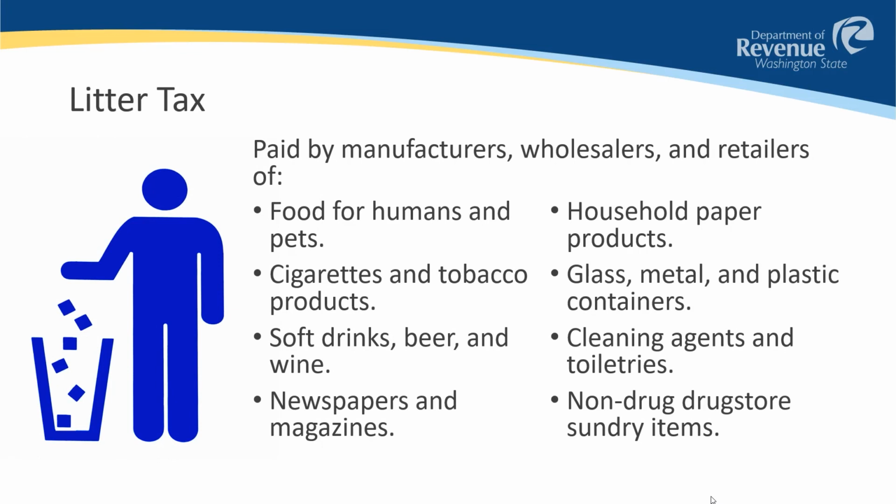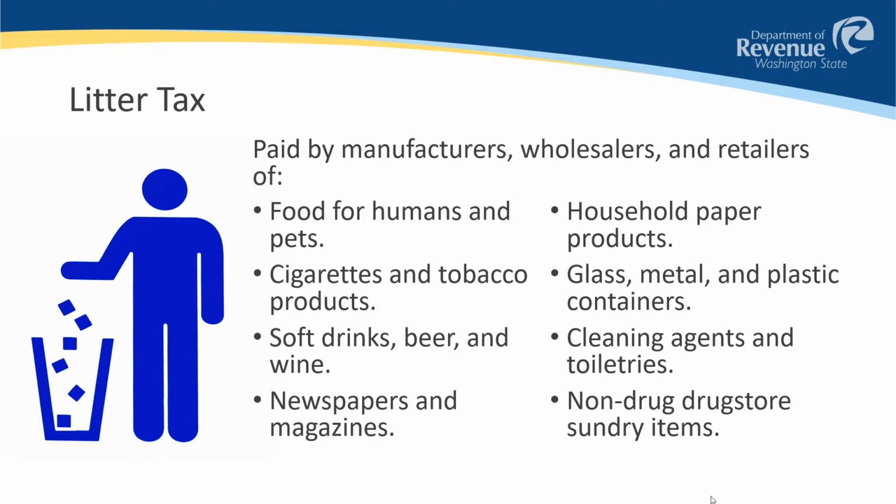Litter tax is imposed on those industries whose products are reasonably related to the litter problem. The litter tax applies to sales made within this state. It is due in addition to any other taxes. It is not collected from the buyer, but is paid by the business. The taxes are deposited into the Waste Reduction, Recycling, and Litter Control account and used by the Department of Ecology for highway cleanup programs. Litter tax is paid by manufacturers, wholesalers, and retailers of 13 categories of products.